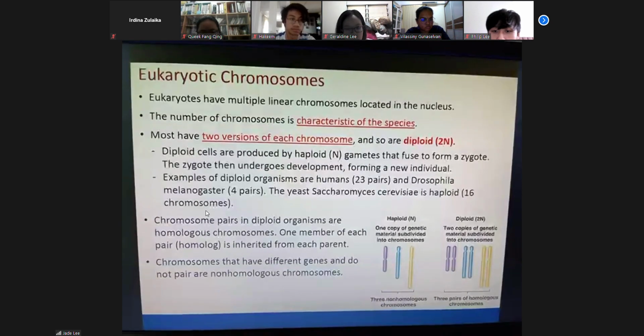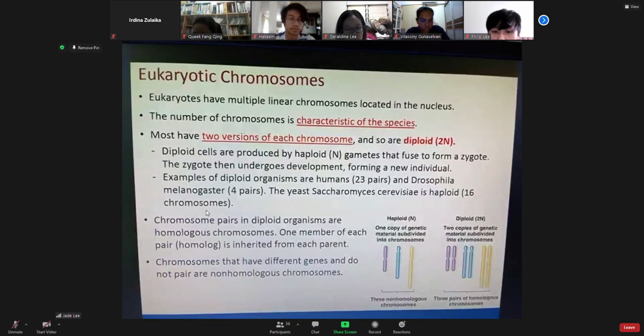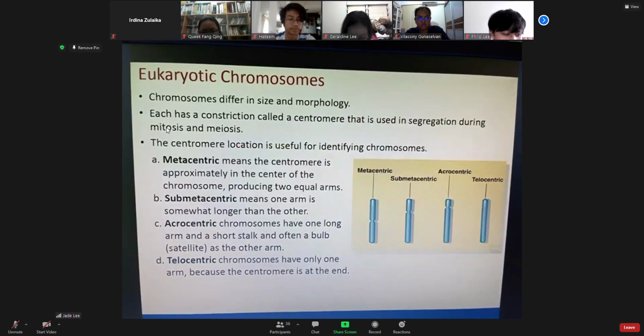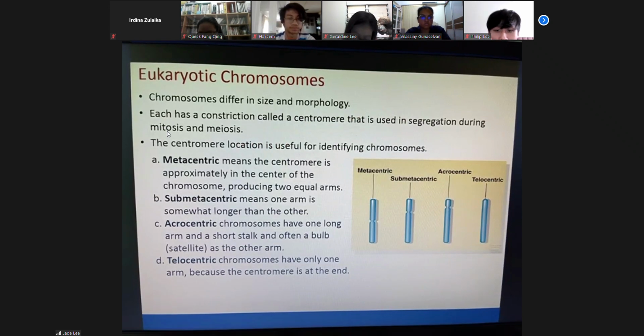For example, you get half of the genome from your father. So you have one N from your father, one N from your mother, and become 2N. So you have the diploid genome. Chromosomes have different genes and do not pair with non-homologous chromosomes, and they differ in size, of course. Some chromosomes are smaller, some chromosomes are larger.